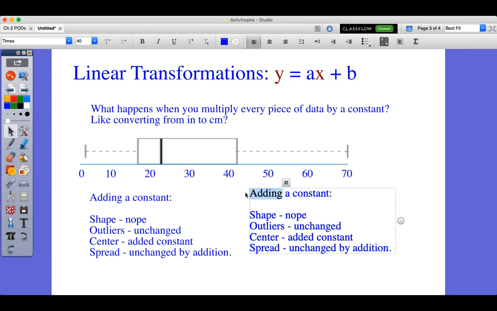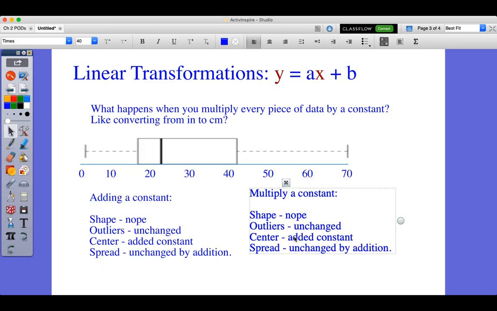So if we multiply by a constant, did the shape change? Did it go from skewed right to skewed left or something like that? No. If something had been an outlier before and I doubled all the values, it still would be an outlier. Okay, so that has not changed. The value of it has changed, but not its status as an outlier.